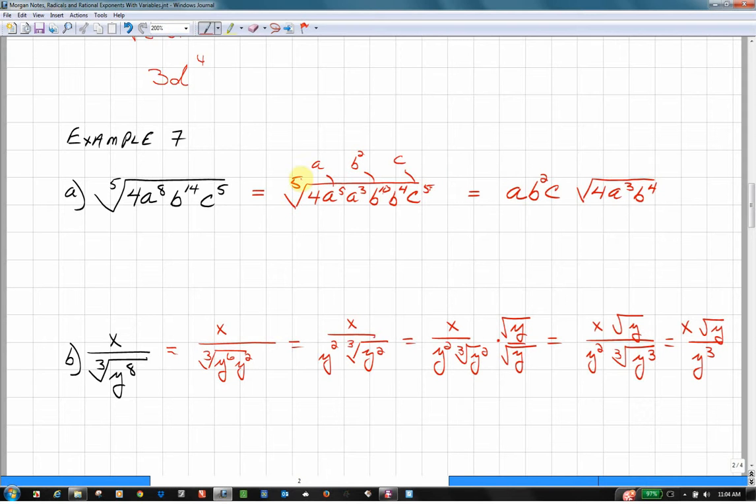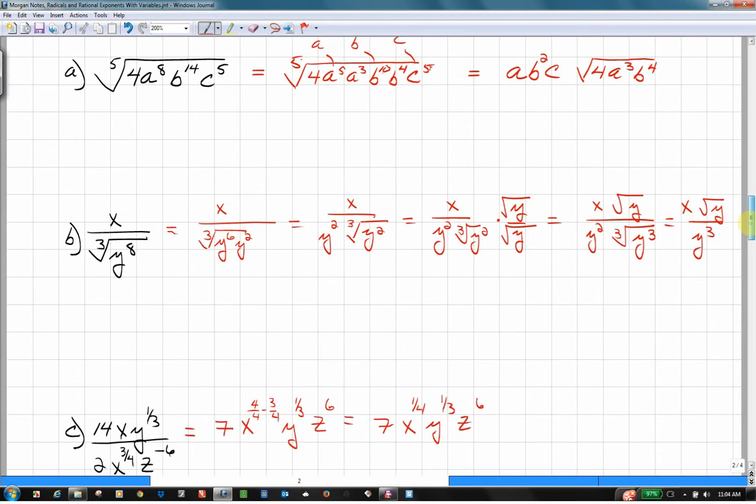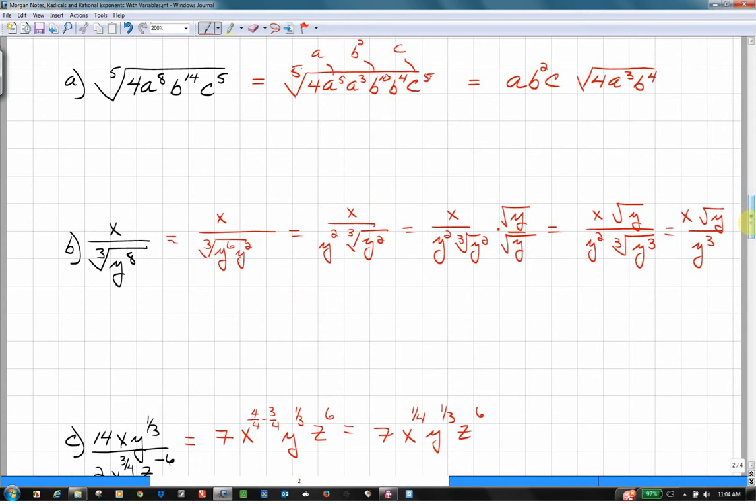Okay, let's look at the next example. Now this is a little bit different kind of an example. I have a radical in the denominator, and we know we cannot have that. So let's go ahead and simplify what I can do with that radical to see what I have to do with my next step. So I have y to the 8th.